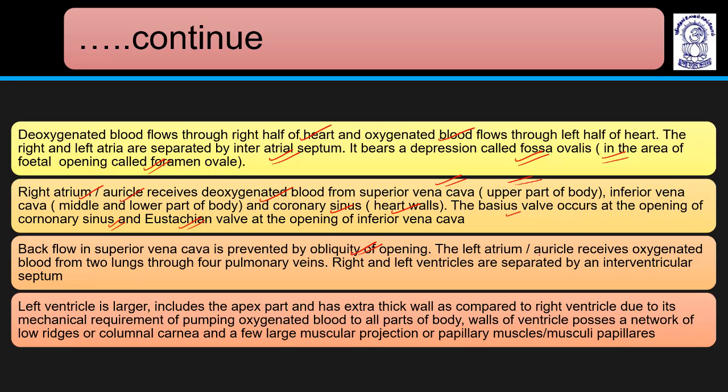The left atrium or auricle receives oxygenated blood from the two lungs through four pulmonary veins. The right and left ventricles are separated by the interventricular septum.